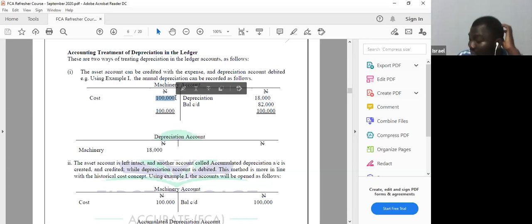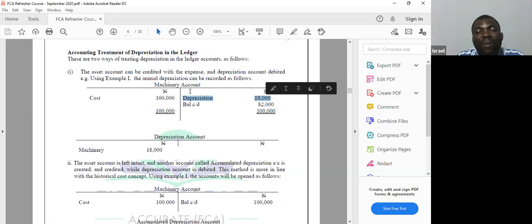That is the total cost of the asset, 100,000. Then after that, what is the depreciation for the year? The depreciation for the year is 18,000. It means that the difference between 100,000 here and 18,000 here will be our closing balance, and that is 82,000.